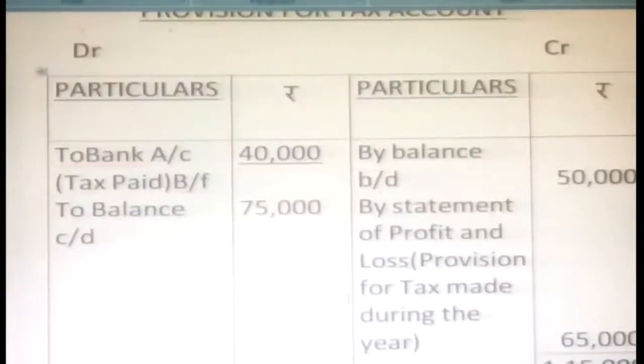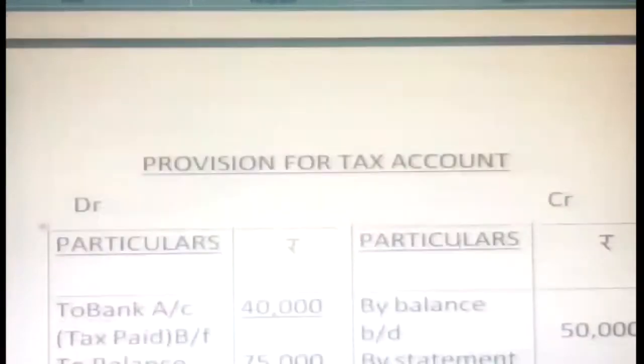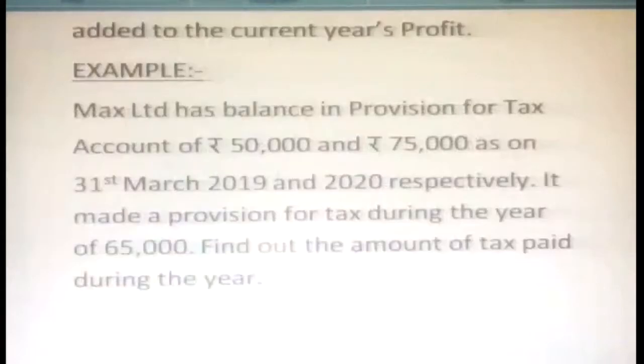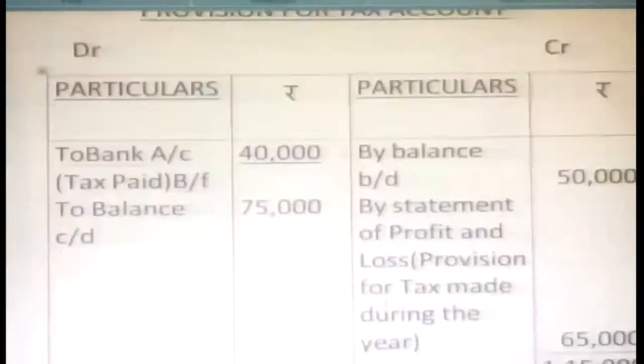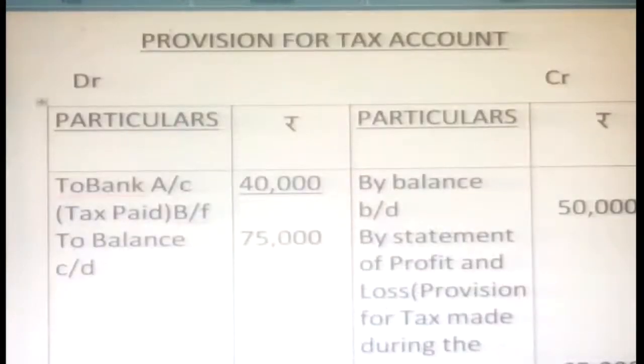First we want to enter the opening and closing balances. Here by balance brought down, that's our opening balance, correct? See, provision for tax account of 50,000 as on 31st March 2019, that is our opening balance. Provision for tax is a liability, so we are going to start from the credit side. By balance brought down, 50,000. Similarly, to balance carried down, 75,000.